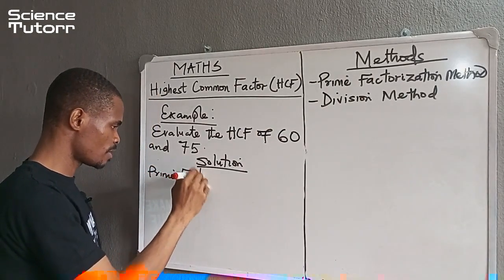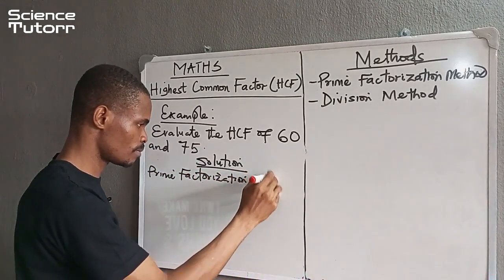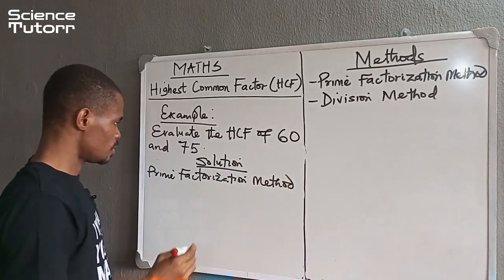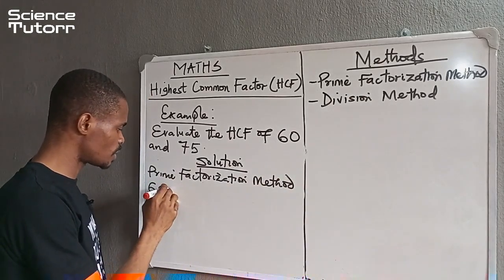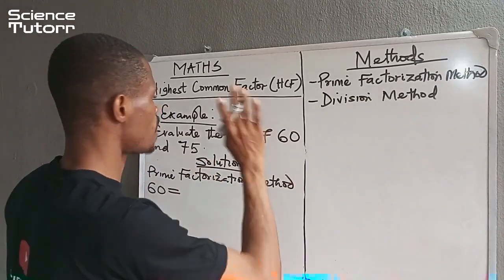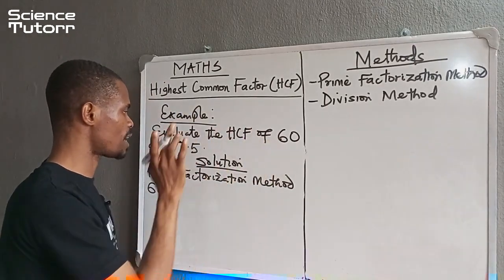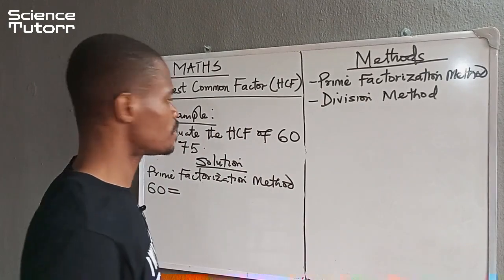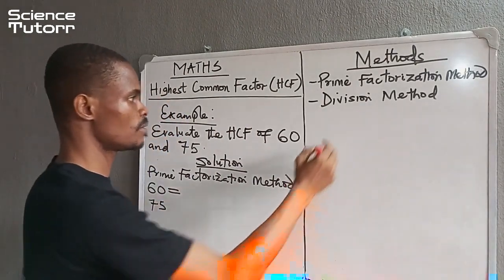The prime factorization method. The first number is 60. Remember, the HCF simply means the highest common factor, the highest value that can divide both 60 and 75 at the same time. So let's begin with 60.